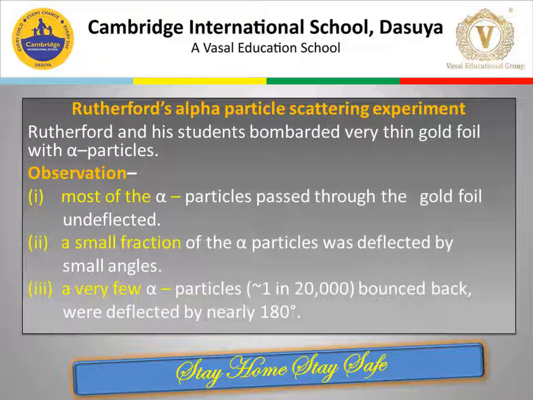However, a few of the alpha particles, one in around 20,000, bounced back. That is, they were deflected by nearly 180 degrees. That was totally unexpected. So these were some of the observations. Now what did Rutherford make out of these observations?